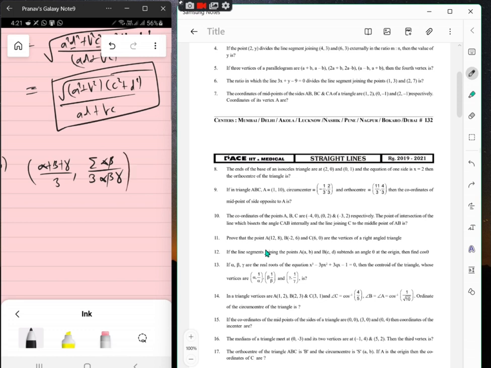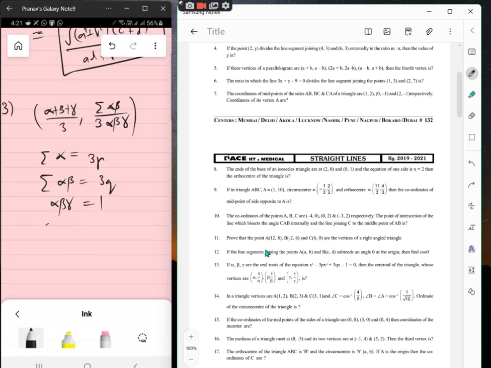Okay, and what you know is that summation of alpha is 3p, and summation of alpha beta, that's 3q. Then alpha beta gamma, that's negative 1, which is 1. Putting that into this, you just get p comma q. There we go. That is the centroid.